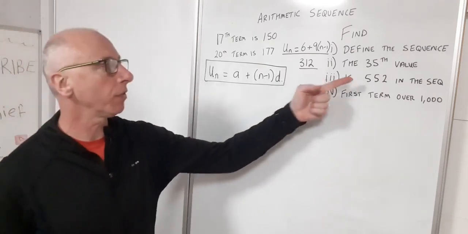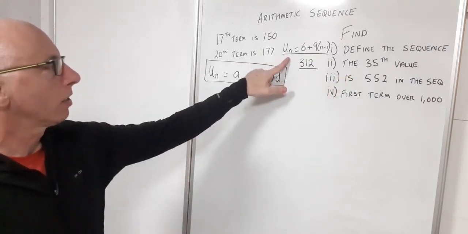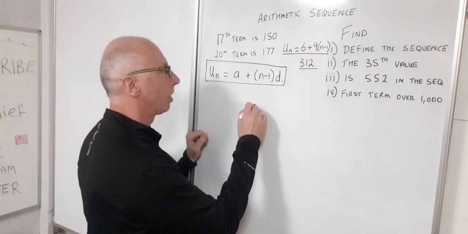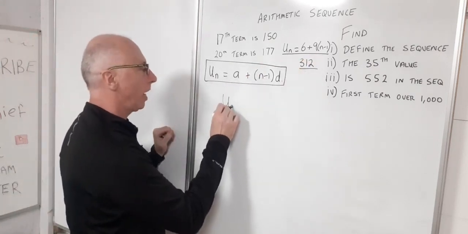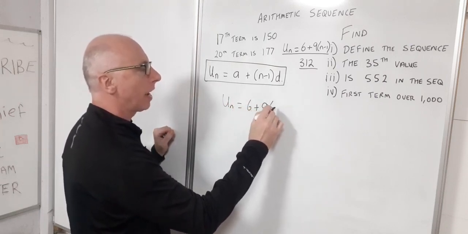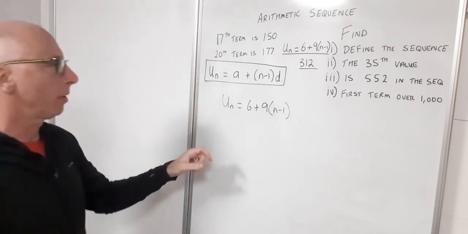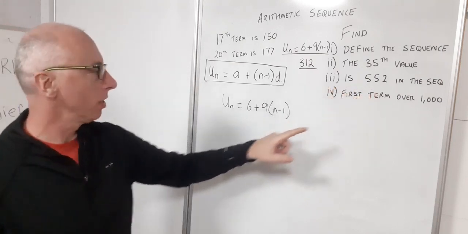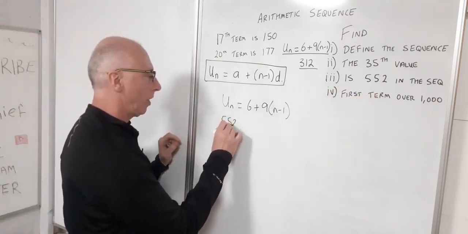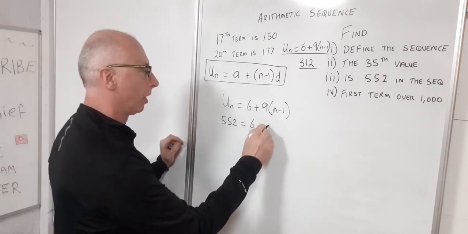Okay, so is 552 in this sequence? So what we'll do is we'll do a check. So 552, let's use this calculation here from part 1. So let's do it here. Un equals 6 plus 9 times (n minus 1). So is 552 in this sequence? Let's plug 552 in here. So 552 should equal 6 plus 9 times (n minus 1).